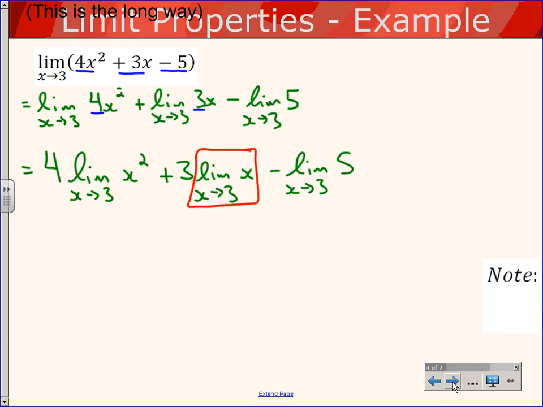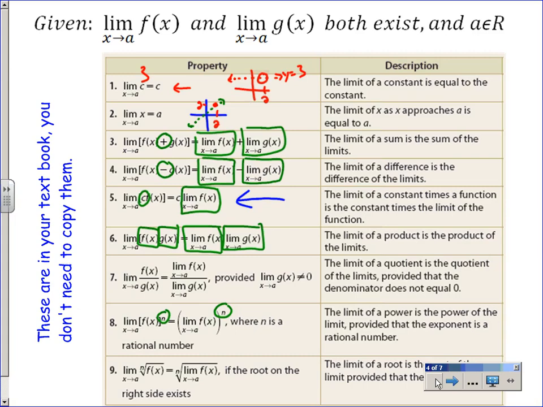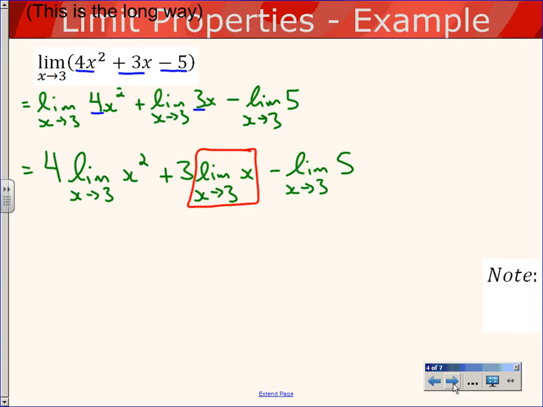The first one there, the 4 out front is fine, but it says limit of x squared. And that is rule number 8. It's some function to an exponent. So I'm going to take that squared, and I'm going to move it outside. It'll look like this. The 4 stays there. Limit as x approaches 3 of x, squared goes there. Everything else is still the same, though.